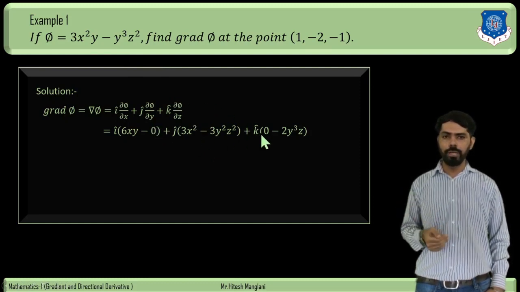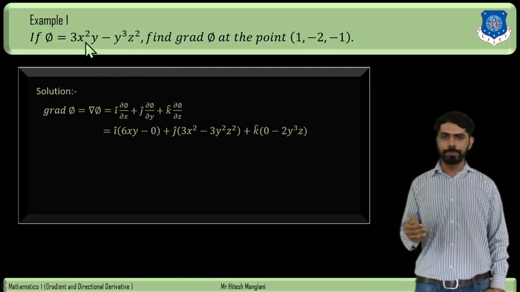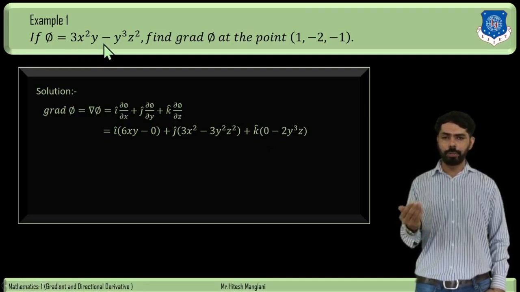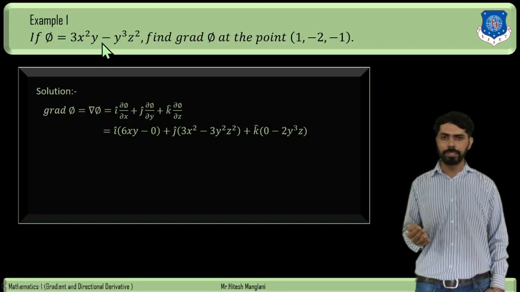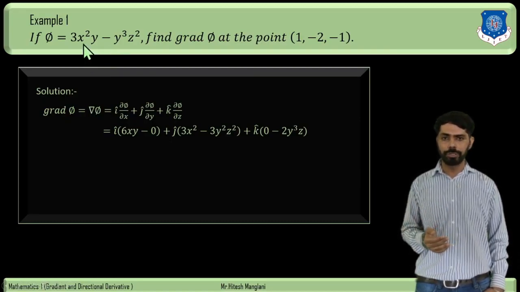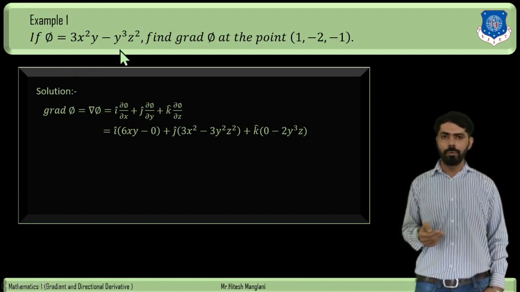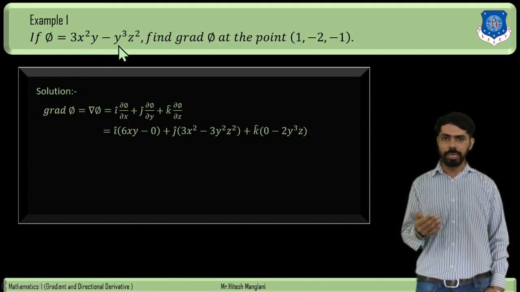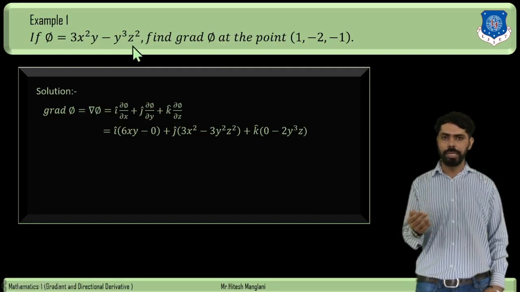Now we will find del phi by del z. That means partial differentiation of function phi with respect to z. If we are taking partial differentiation of phi with respect to z, then x and y are constant. So here the derivative of the first term will be 0. Now think about the second term, y cube z square. If we are taking partial differentiation of z square with respect to z, then it will be 2z. So here it will be minus 2y cube z.